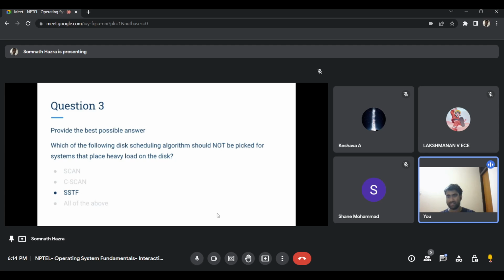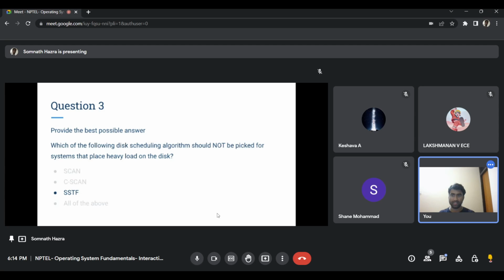So the answer is SSTF, shortest seek time first. That is the algorithm that should not be picked. What SSTF does is it picks a random sequence of numbers so that there is minimum shift of the heads, right? The read write head. So it has to pick a random sequence of numbers. What that does is, it can go back and forth repeated number of times.